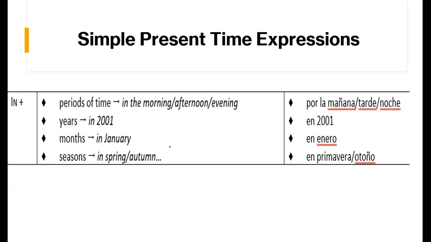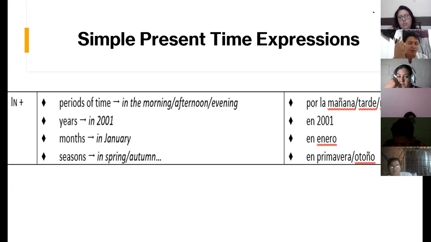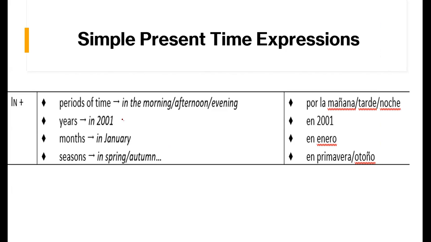In, we use in for periods of time, in the morning, in the afternoon, in the evening, okay? We use it for years, in 2001, in 2021, in 2000, etc., right? Okay? El muro de Berlín cayó en 1989, right? Okay? World War II finished in 1945. El primer terremoto de El Salvador en este siglo happened on January 13, right? Okay, you say on January 13, ¿verdad? Si digo la fecha, uso on, pero solamente digo el año, in 2001, all right? So remember, for years, we use in.